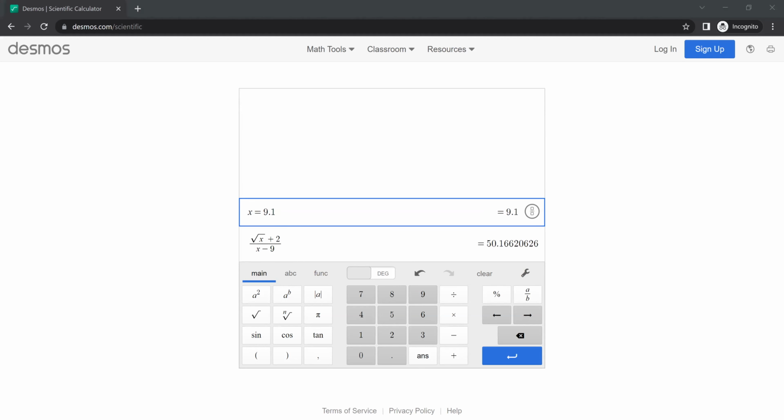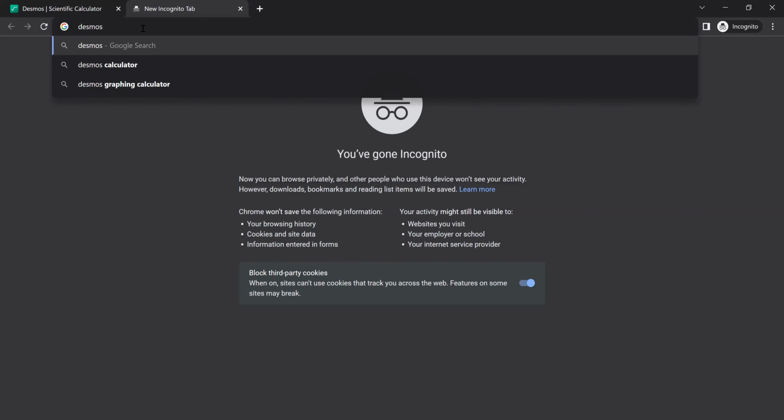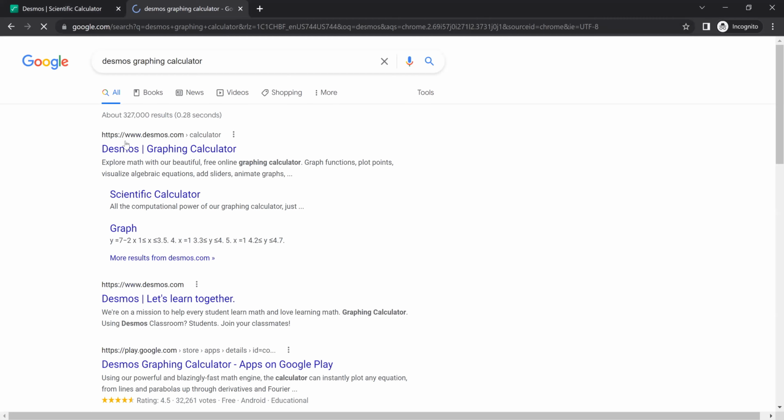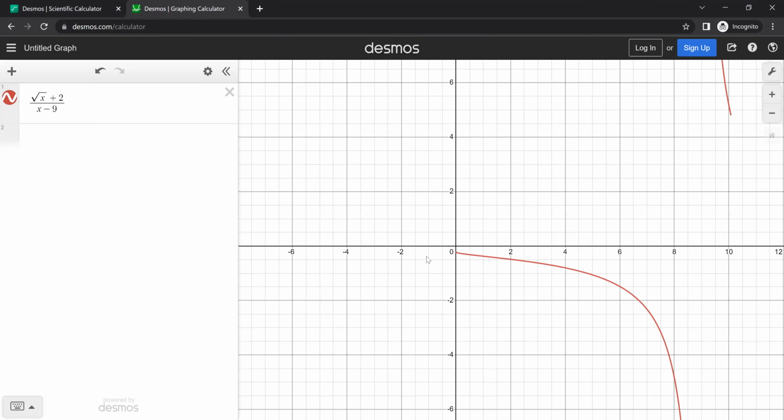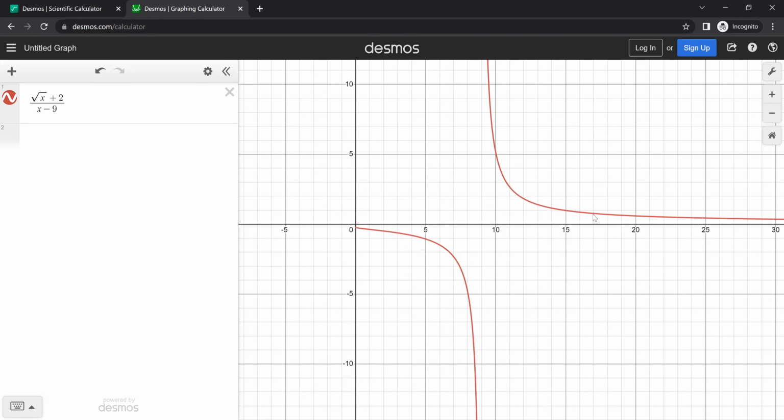50.1662. So let me go to the graphing calculators because that's going to make more sense here when we graph this. So square root of x plus 2 over x minus 9. And what you're going to see here at 9 is that in one direction it goes down and then the other direction it goes up. And I was initially thinking it would go to a point because I wasn't really thinking very clearly about this problem, but that's why the numbers get so small negative and so small positive, is because there's a vertical asymptote at 9.